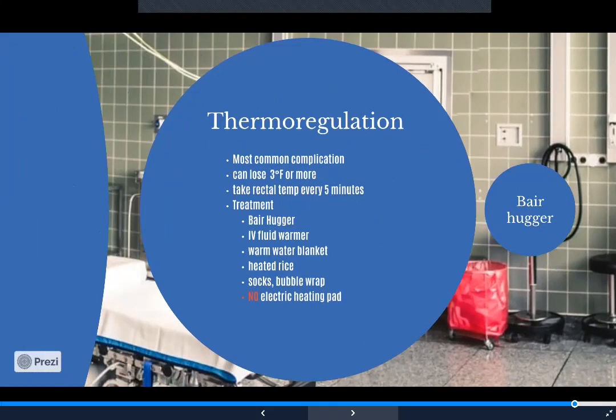So thermoregulation. Again, one of my favorite things to do. That's our most complicated thing that we see. They can lose 3 degrees or more. So take a rectal temp every 5 minutes, you can also do an esophageal temp.